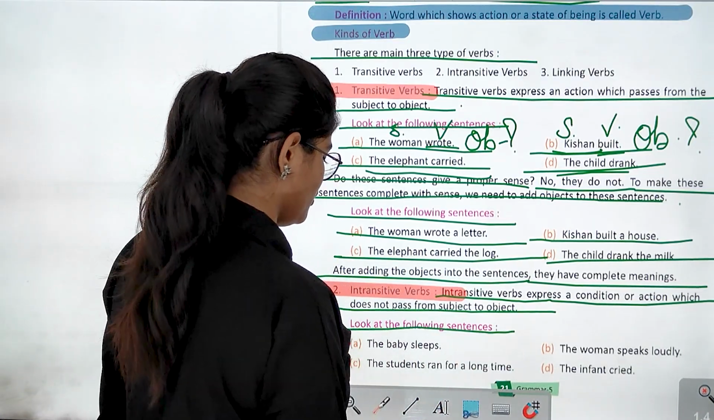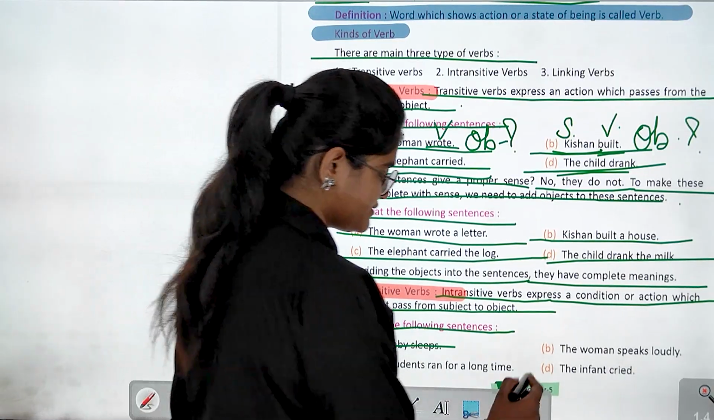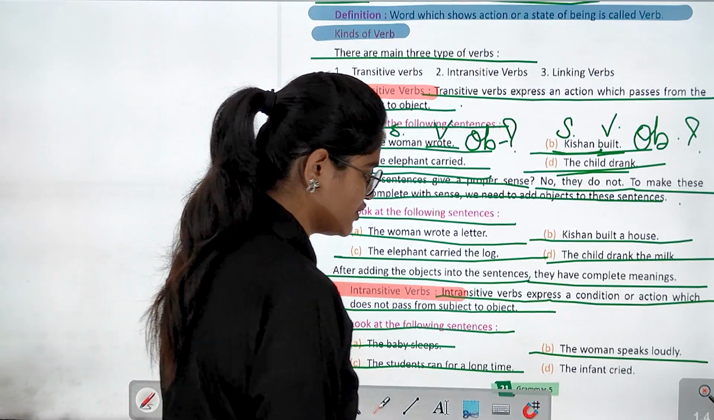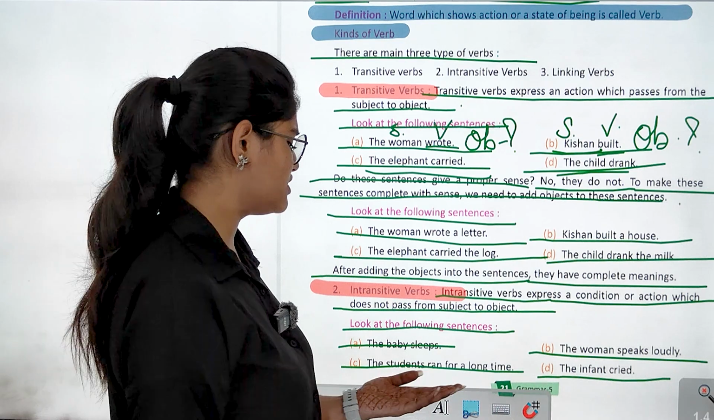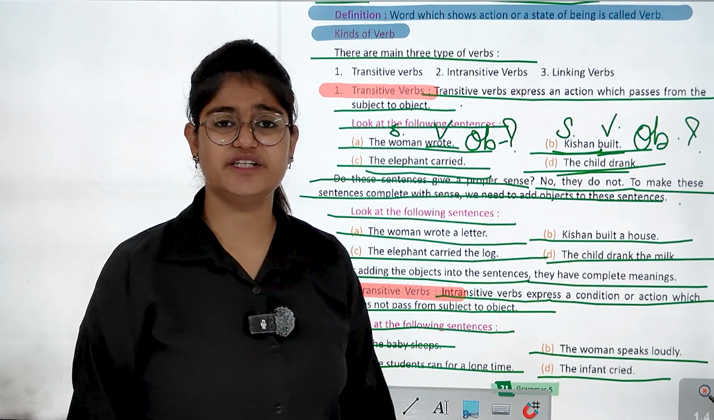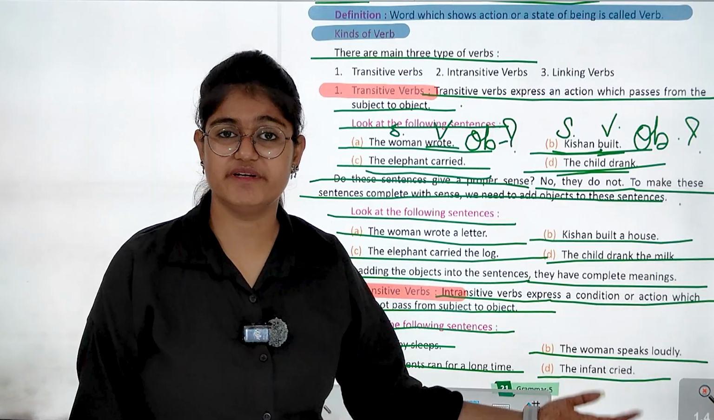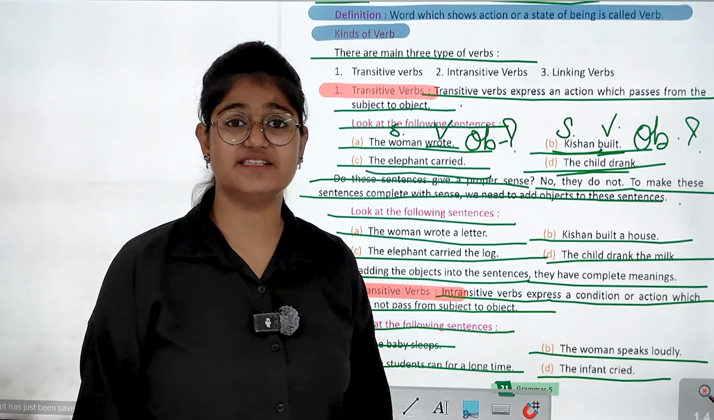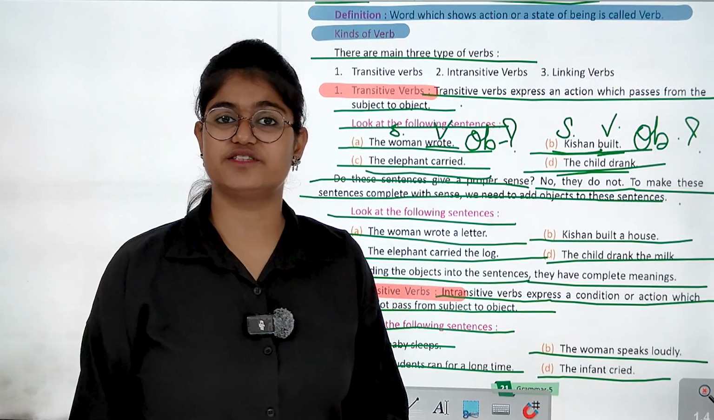So look at the following examples. तो जल्दी से इन examples को पढ़ते हैं. The baby sleeps. The woman speaks loudly. The students ran for a long time. The infant cried. Right? So as you can see कि इन सभी sentences में subject है, verbs भी हैं, but the object is missing. Hence, in those sentences where the object is missing and the sense is incomplete, hence they are known as the intransitive verbs.